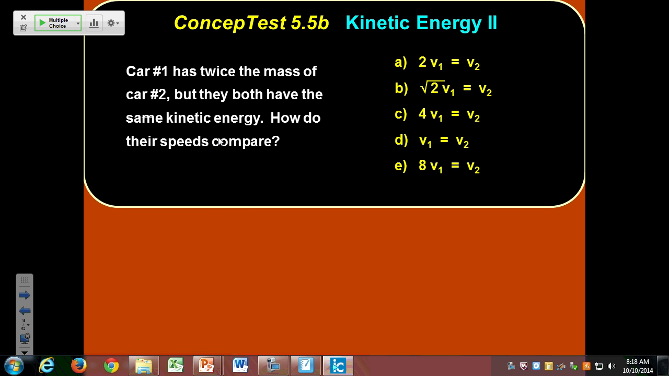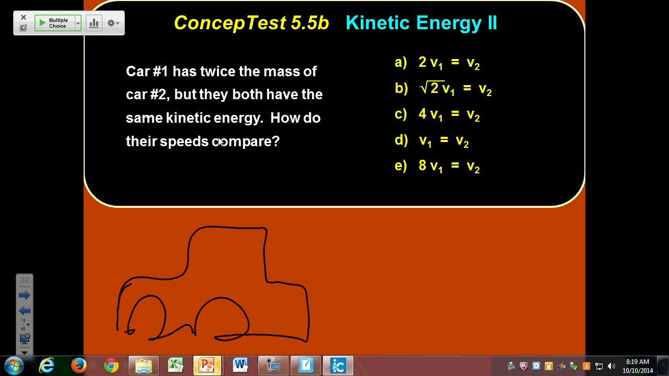Let me show you. So first of all, we could just say which one's going to go faster, right? Is it car 1, which is a really big car, or car 2, which is a really little car? If they have the same energy, which one goes faster? Right, this one's going to be going faster, car 2. So we can get rid of any that don't have that. So that's really just D. We can get rid of D. So it has to be one of those others.